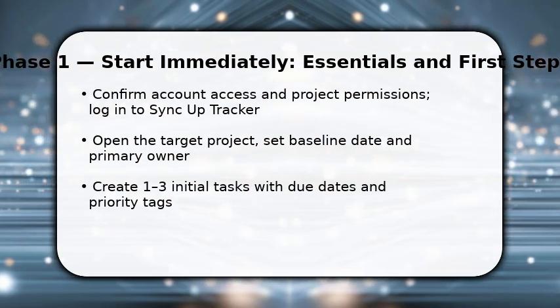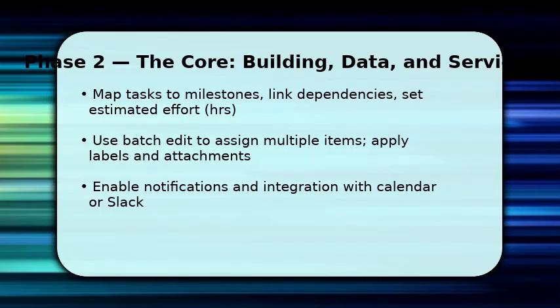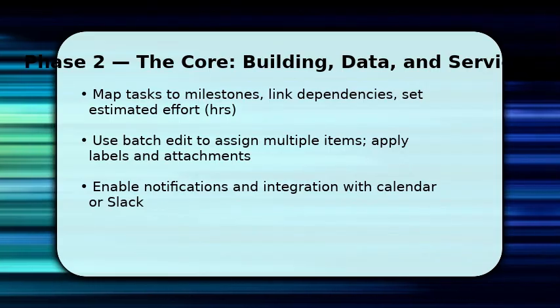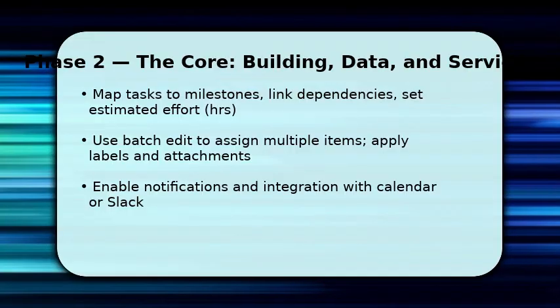Now you map tasks to milestones and link dependencies so the tracker understands sequence. Use estimated effort in hours to balance workloads and batch edit to assign multiple items quickly. This saves time. Apply consistent labels and add attachments, documents, or screenshots to reduce questions later.